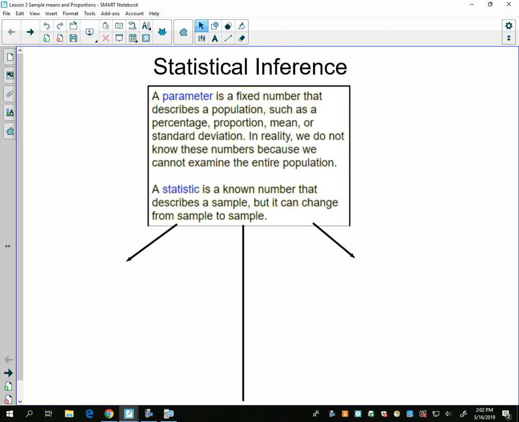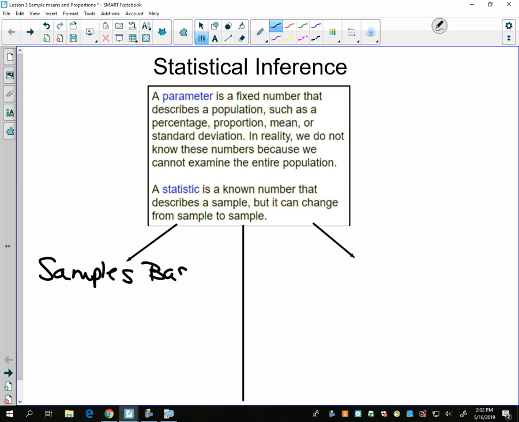So I'm just going to read these, and then we'll write some notes. A parameter is a fixed number that describes a population, such as a percentage, proportion, mean, or standard deviation. In reality, we do not know these numbers because we cannot examine the entire population. A statistic is a known number that describes a sample, but it can change from sample to sample. Okay, so basically what's going on here is you have samples, and you should write down whatever I write down here, because these are going to be your notes.